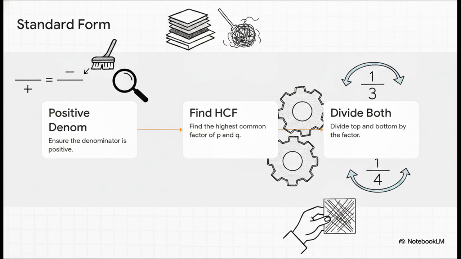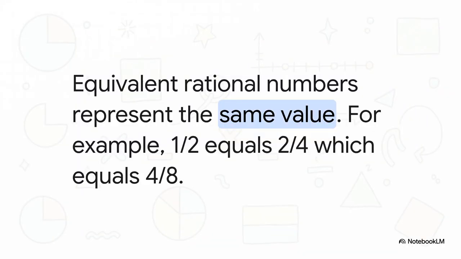So for example, if you have 8 over 12, their highest common factor is 4. Divide them both by 4, and boom, you've got 2/3. Clean, simple, and totally standardized. And this leads us perfectly into equivalent rational numbers. Look, 1/2, 2/4, and 4/8 might look completely different on paper, but they represent the exact same value. It's like a $1 bill versus 4 quarters. Different packaging, same exact worth.